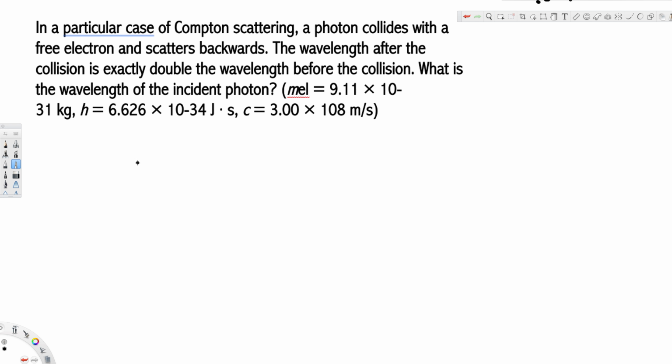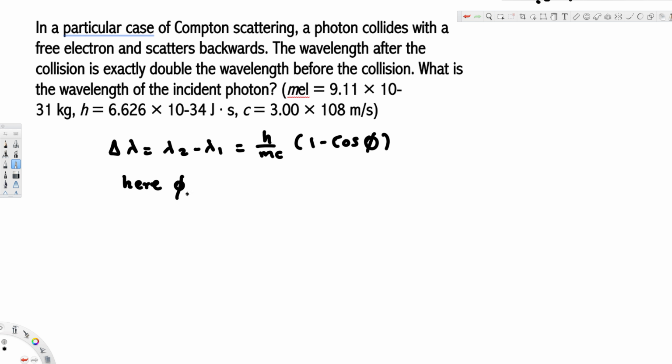Okay, here the question is asking us to find the wavelength of the incident photon. According to the Compton scattering experiment, the shift in the wavelength is given by delta lambda equals lambda 2 minus lambda 1 equals h over mc times 1 minus cos phi. This is the Compton experiment equation. Here we know phi is equal to 180 degrees, and lambda 2 represents the wavelength of the photon after scattering.